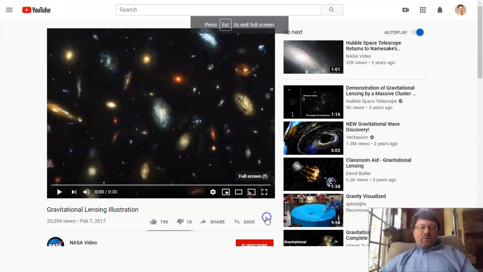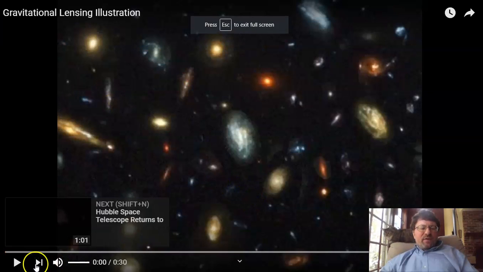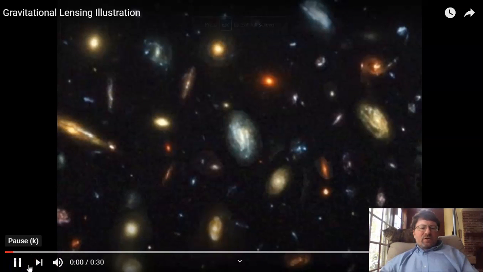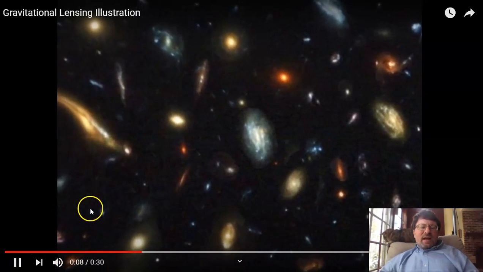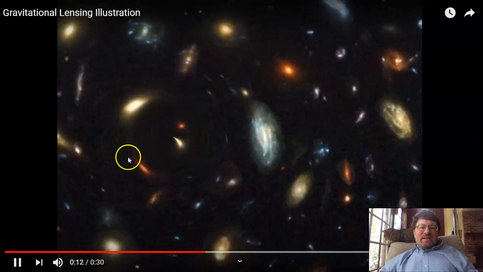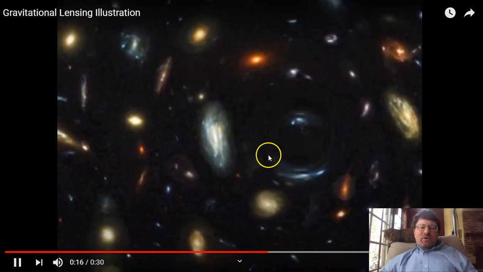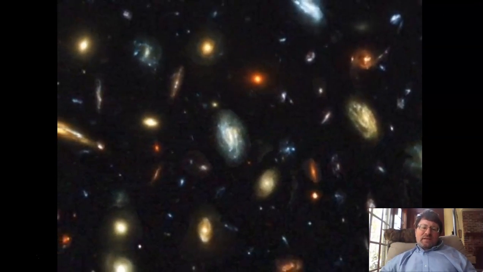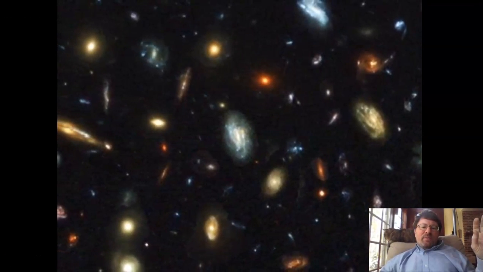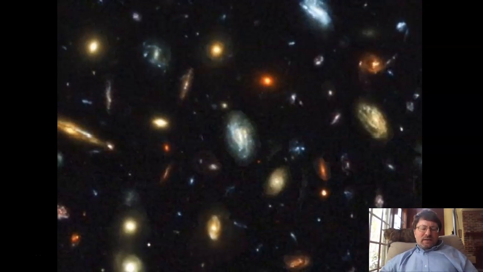Here's the first one, and it was a simulation that was made by Frank Summers a number of years ago now. And it just shows you what it would look like if you had a gravitational lens passing in front of what you were looking at. It distorts and actually brightens as it concentrates the light from the objects behind it.